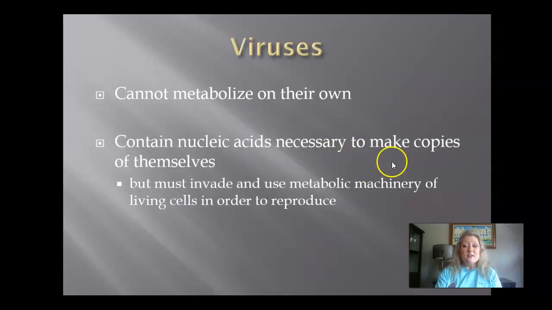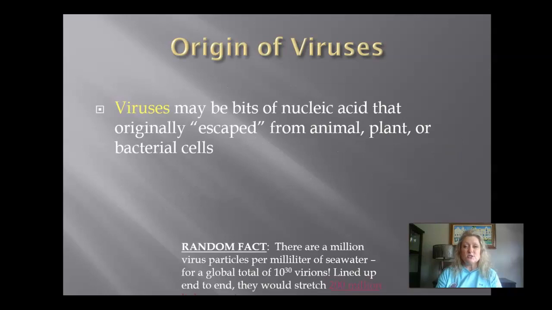Next, we have just the proof that viruses are not alive, because no matter what we do to them, if they're outside of a living host, they will never carry on metabolic activities. So they do have the DNA or RNA that's necessary to make copies of themselves, but they have to have a living cell in order to do all of those things. So where did these weirdo-looking things even come from? They could be pieces of DNA and RNA that escaped from plants, animals, other kinds of cells.